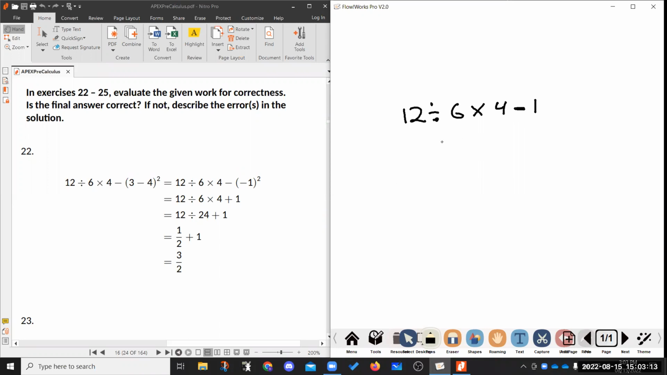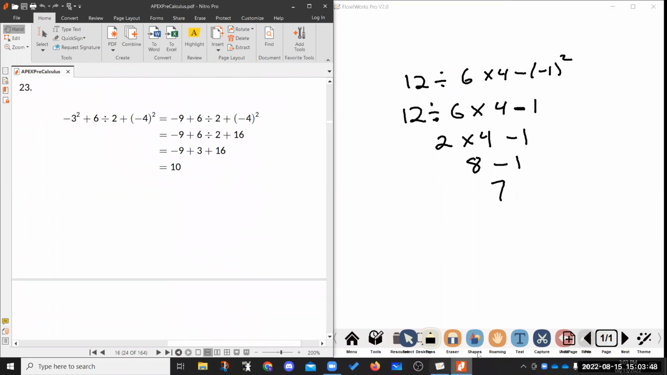Then I would go ahead and do my, and this is done wrong, they did this multiplication before that division. Multiplication and division happen at the same time, left to right. That's 2 times 4 minus 1, which is 8 minus 1. That should be 7. So that should be the correct work. Okay.